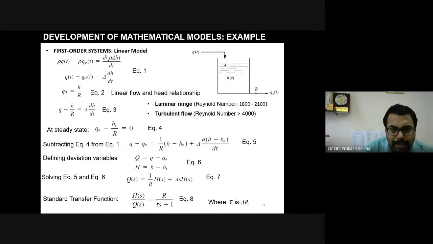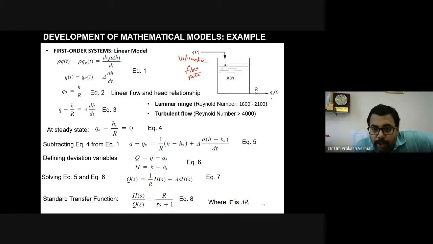Okay, so now come to the next part, that is the chemical process model. Let's say we have a simple tank system in which q(t) is the flow rate. This q(t) is nothing but the volumetric flow rate. However, the output q0(t) is again a volumetric flow rate. Since it is a volumetric flow rate, the unit is meter cube per second or meter cube per hour. Okay, and h(t) is the level.